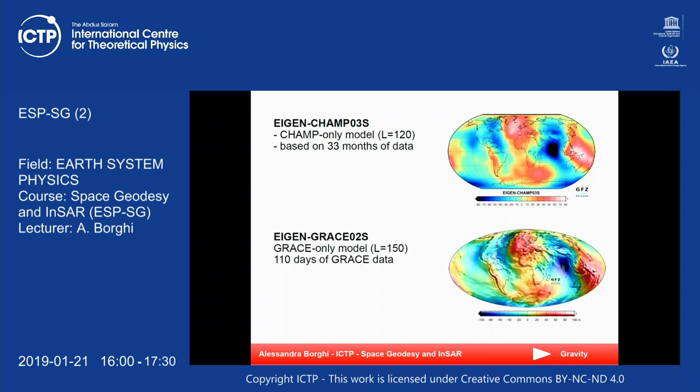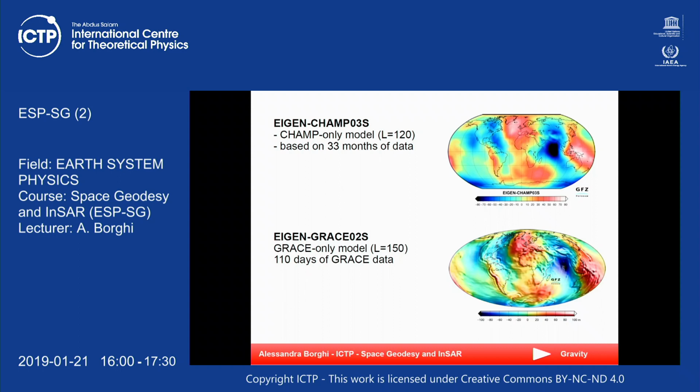This CHAMP was another gravity mission. Now we are not going to speak about this. This gravity mission is finished, but we can see the improvement. This is the geoid undulation. In fact, we have a meter as a unit, and you can see this was one of the first figures, because it is 110 days of GRACE data. We can see just the difference. You have more features in this model than in this one.